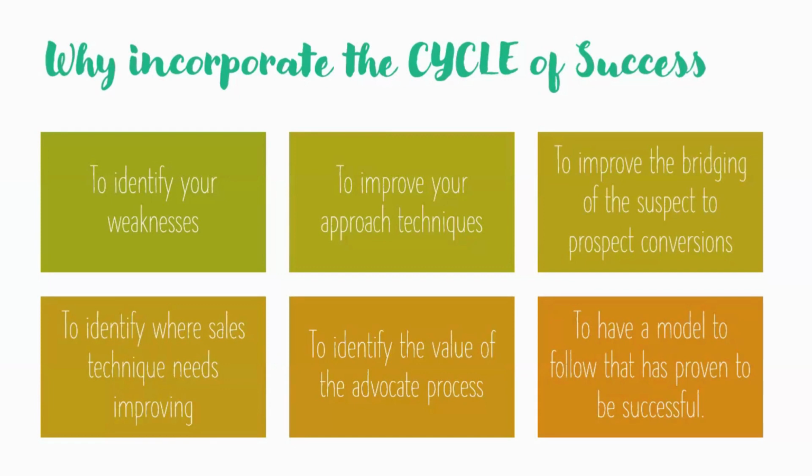Why incorporate the cycle of success? Because it identifies your weakness. When I help an agent or a licensee, the first thing I want to do is teach them to develop suspects. And once I teach them to develop suspects, if they're not converting them to prospects, I quit working on developing suspects. They don't need help there anymore. Now it's time to help them convert those suspects into prospects. And to do that, we might have to improve your approach techniques.